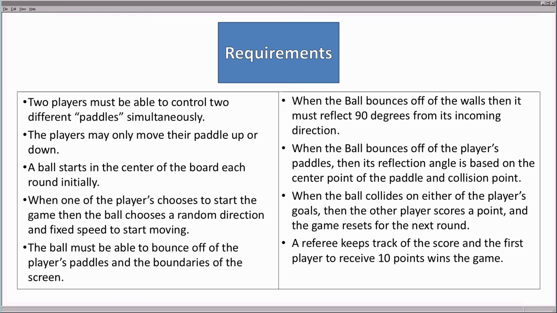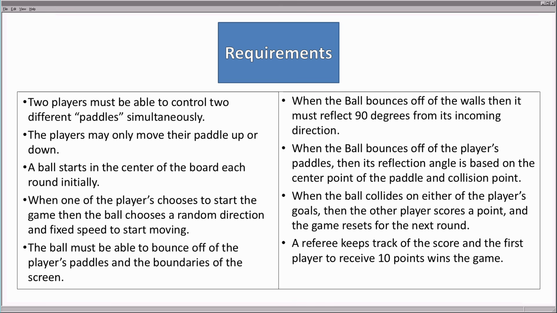Two players must be able to control two different paddles simultaneously. The players may only move their paddle up or down. A ball starts in the center of the board each round initially. When one player chooses to start the game, then the ball will choose a random direction and a fixed speed to start moving. The ball must be able to bounce off the player's paddles and boundaries of the screen.